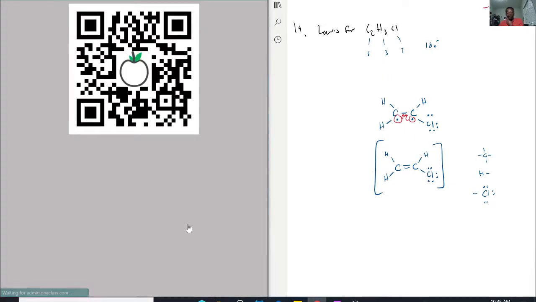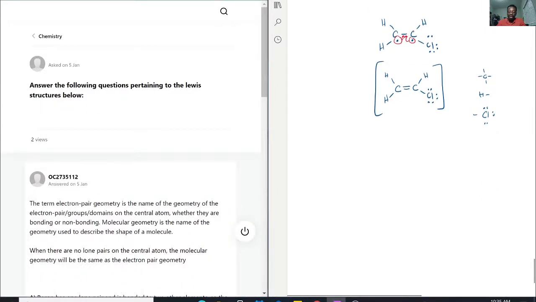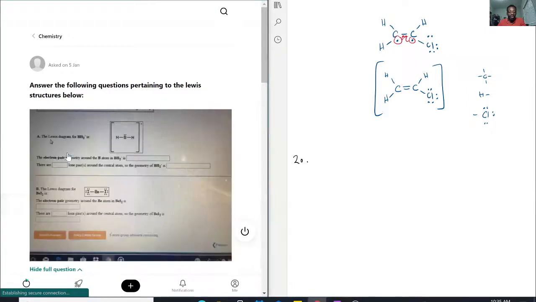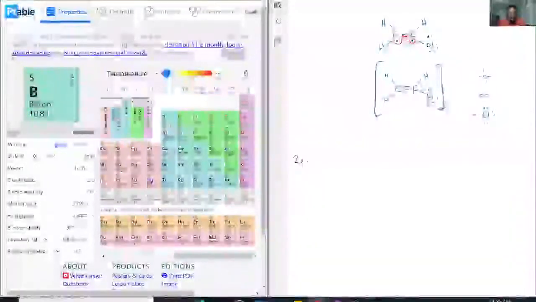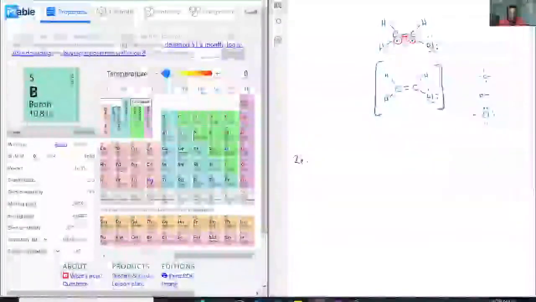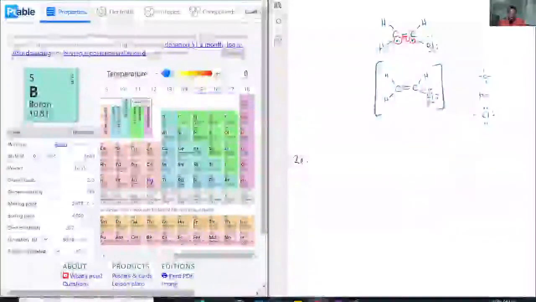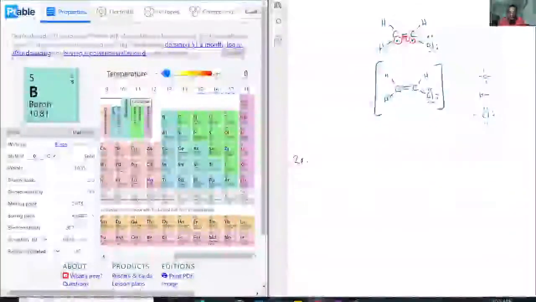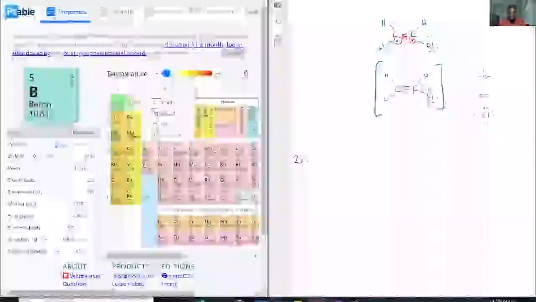And now, let's see what we have for question 20, the last question of the day. Now, we want to answer the following questions pertaining to the Lewis structure below. So this is BH2 with a 2- charge. Boron, technically, is one of those metalloids. We really don't know what these things do, but we can just say it's BH2, and it's 2-.